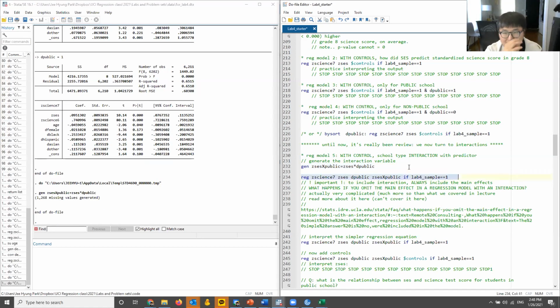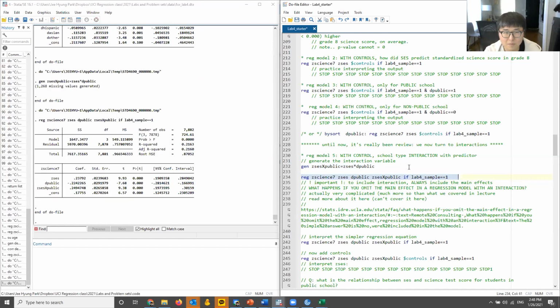And then now I regress this. And just as a reminder, you always want to include the main effects. What happens if you omit them? We cover that in class. And what we saw in class is that the intercept changes. Sometimes the slope changes. Sometimes it doesn't. It depends on the variables that you're working with. It's a lot more complicated than what we covered in lecture. If you want to learn more, you can go to this exact site at UCLA, and they go through all the various scenarios if you're interested.